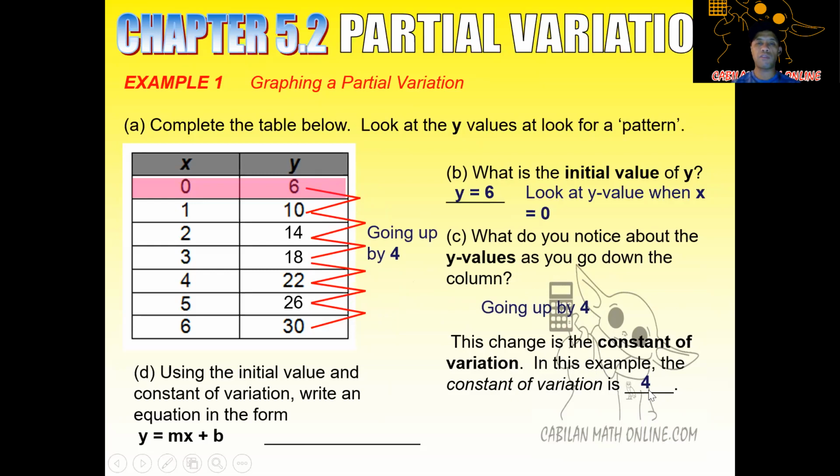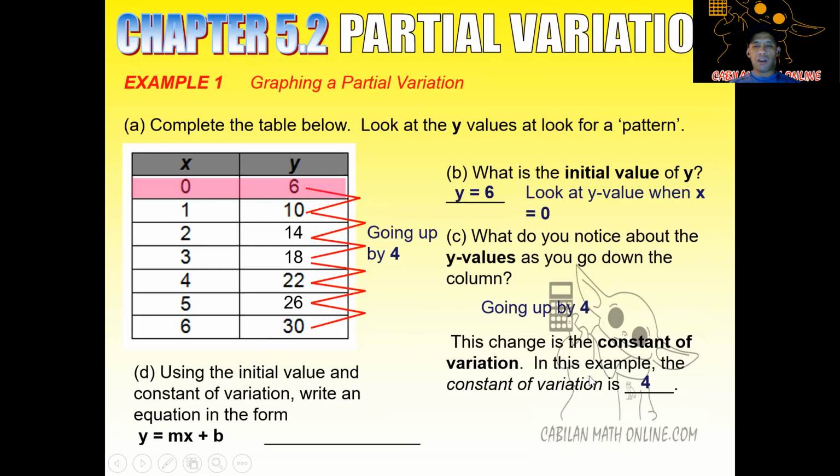All right, so what do we have so far? We have two numbers. We have the initial value of the y here, which is 6. Okay, and we have the constant of variation here is 4. Now, these two numbers are going to be very important for this last question. So it's using the initial value and the constant of variation, write an equation in the form of y equals mx plus b. Now, what you have to understand here for any type of equation is that we always need to replace the m and the b with some numbers.